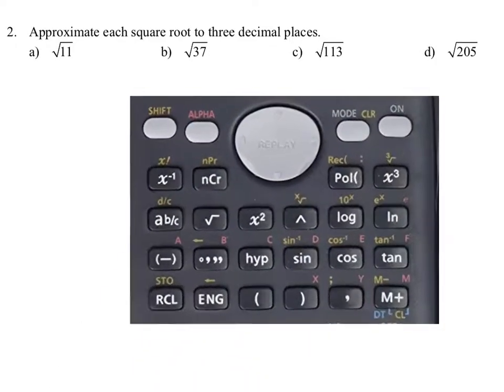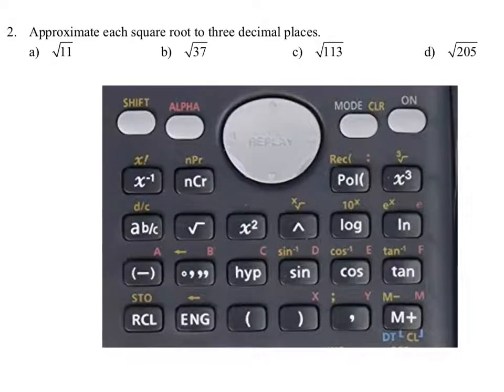So if your calculator has these kinds of buttons here, you would want to use this button right here for your square root. If you're doing cube roots, you want to use this feature here, but notice that it's in yellow. So in order to use that, you want to make sure you're using the shift button along with the x to the third button.